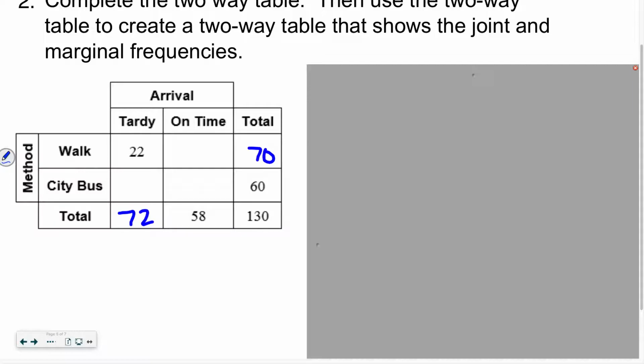So I filled in my totals there first because I know they have to add up to 130. And then I know this one value, people who walk were tardy, there were 22 of them. But now the people who walk have to be a total of 70, so that's got to be what, 48? And then the on-time people, there's 48 from the walking, the city bus adds to 58, so there must be 10. And then, of course, this means this must be 50. Either add down to get 72 or add across to get 60.